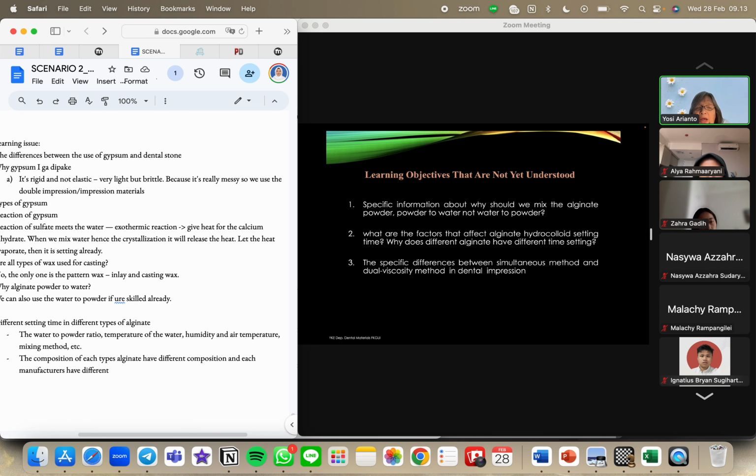If they give the water to powder ratio, for example one scoop with a certain number of milliliters, then you have to follow the instructions, because the composition is the secret of the manufacturer.